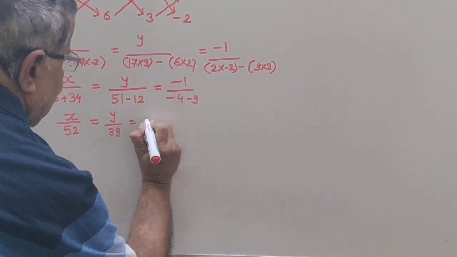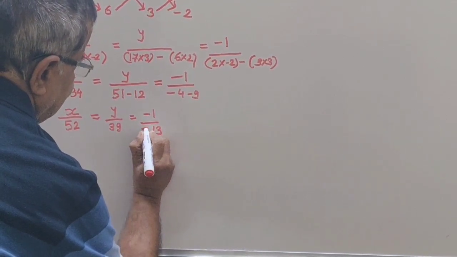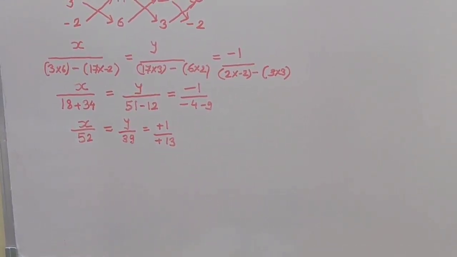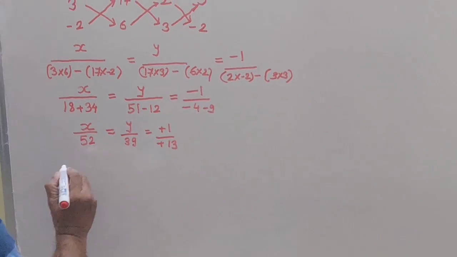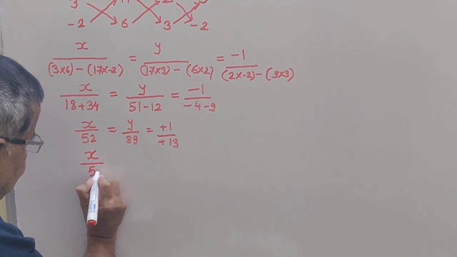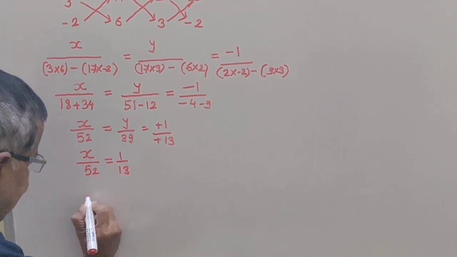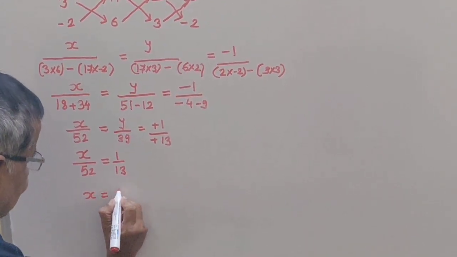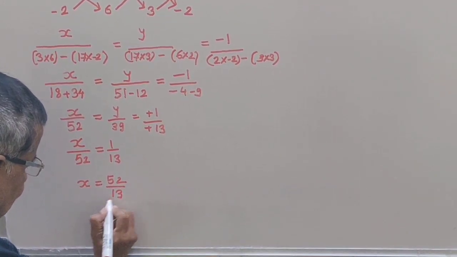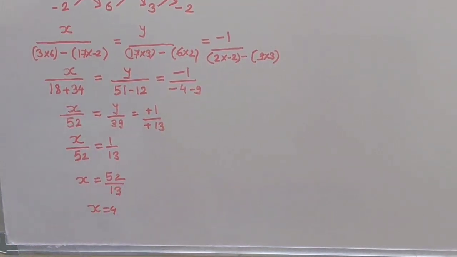and minus 1 upon minus 13 will come. Now this minus sign will get cancelled with this minus 1. Now I will get the simplified form. Now I am equating 1 with 3. x upon 52 is equal to 1 upon 13. So what will come? x is equal to 52 divided by 13. So my answer of x is equal to 4, and this is the correct answer.